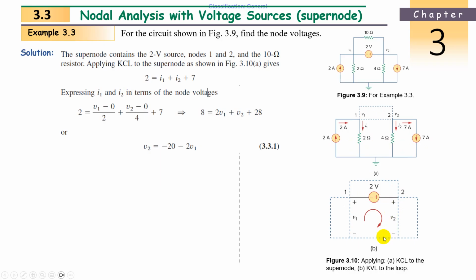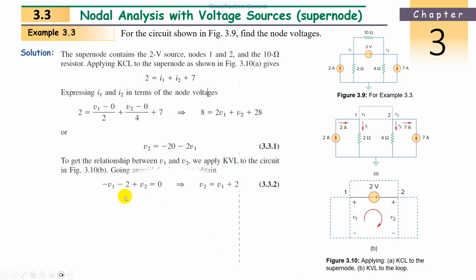Now write the loop equation, Kirchhoff voltage law. Current leaving from the positive terminal, that is minus V1. Current also leaving from the positive terminal, that is minus V2. Minus V1 minus V2. Current entering the positive terminal, plus V2. So this equation we can write: minus V1 minus 2 plus V2 equal to 0. Rearrange this, V2 is equal to V1 plus 2.